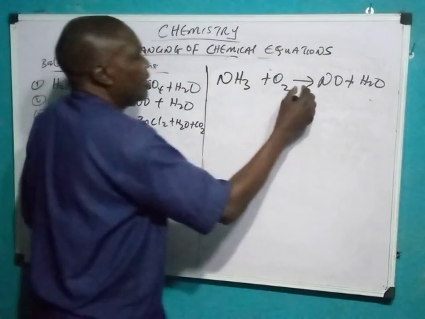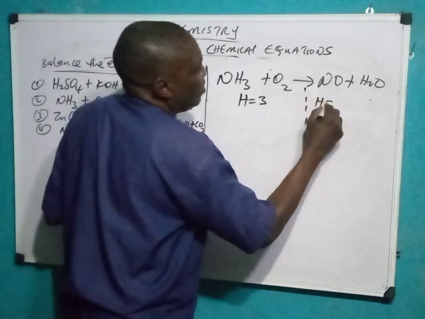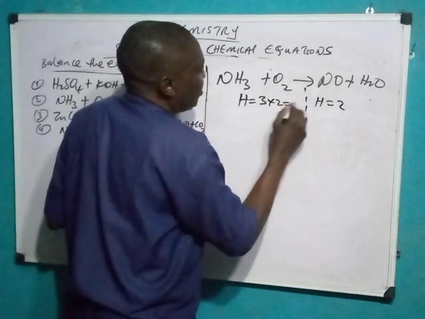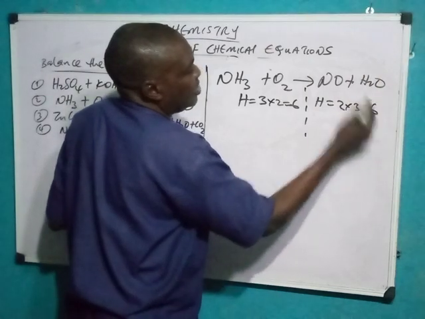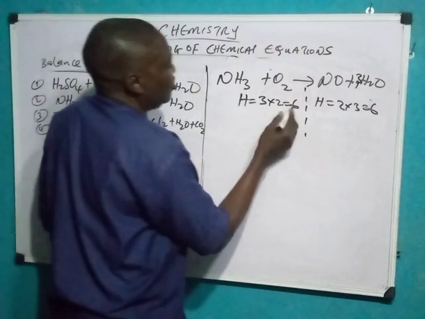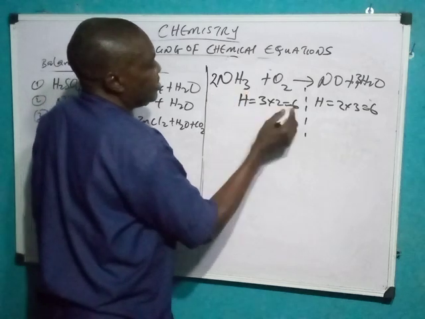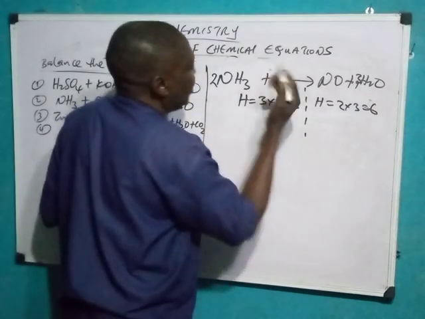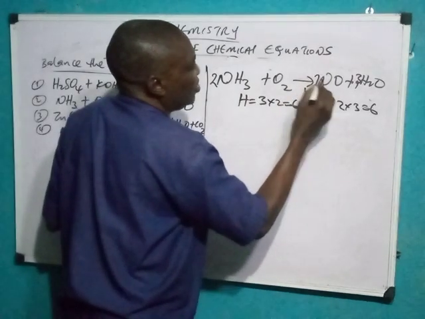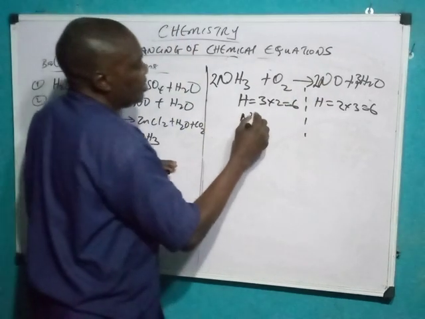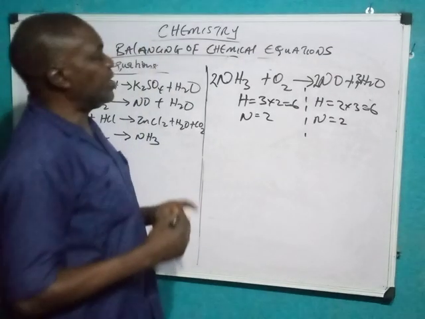Just pick hydrogen. Let it be the demarcation line. Hydrogen equals 3, hydrogen equals 2. 3 times 2 equals 6. 2 times 3 equals 6. So how do we make this one 6? Introduce 3 here. Then how do we make this one 6? Introduce 2 here. Making 2 times 3 for hydrogen is 6, 3 times 2 for hydrogen is 6. Let's check the rest. Nitrogen is now 2 here. Nitrogen is 1. Incorporate 2 here. So nitrogen is 2, nitrogen is 2. Good.